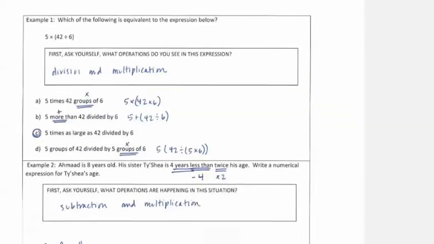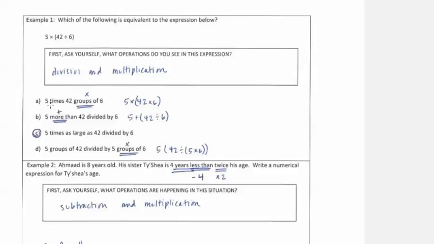All right, so looking here, first we're going to see what operations we see in this mathematical expression. Well, I see division inside the parentheses, and then I also see some multiplication. And so when I look at my answer choices, I should be seeing division of 42 and 6, and I should also see some multiplication of 5 times whatever that quotient was.